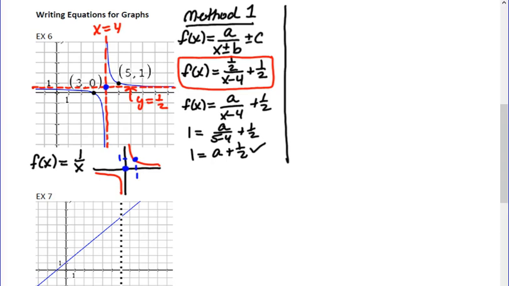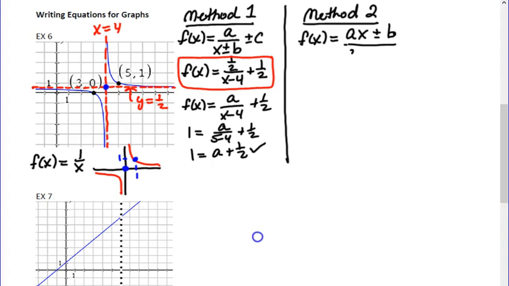Method 2. Method 2 is maybe a little harder for this problem, but might be easier for some other problems, so I still want you to think through this with me. Method 2 is looking at a function that has an x to the first in the numerator, so x plus or minus something in the numerator. So we'll call this ax plus or minus b over cx plus or minus d.